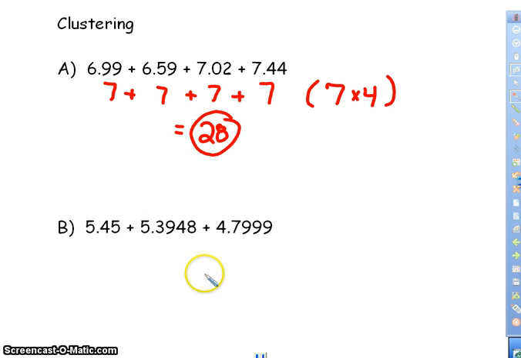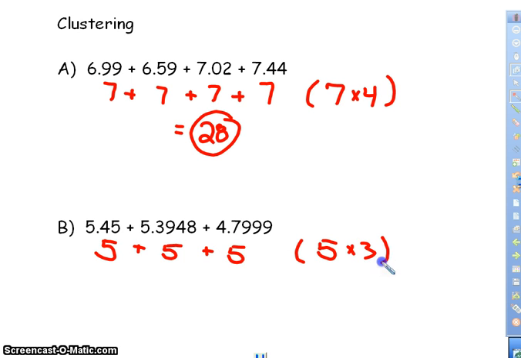Okay, I want you to once again try to pause it and see if you can get this next answer, and then press play and see if you get the same answer as me. So once again, we want to change it to the same number. You'll notice that they're either above or below the whole number 5. So I'm going to change them all to 5s. And once again, I can add them, or I have the option of multiplying. 5 times 3, because there are 3 5s. And that solution is 15.